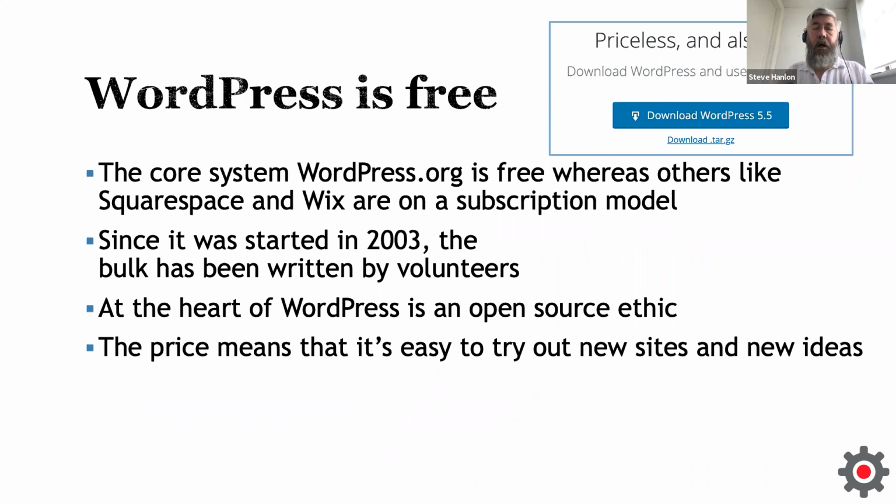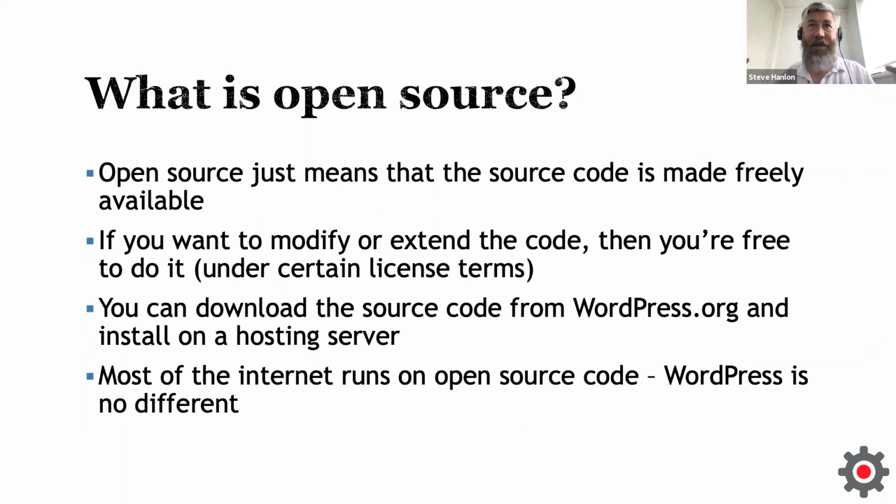The advantages of something like WordPress: it's free, and it's been going for a long time. It's nearly 20 years old now; it's just had its 18th birthday. At the heart of it is an open source ethic. An open source ethic just means that the code is available. You can download it if you wanted to and spin it up. You can change it and turn it into something that suits what you need.